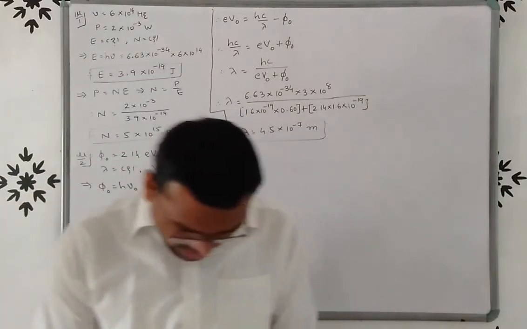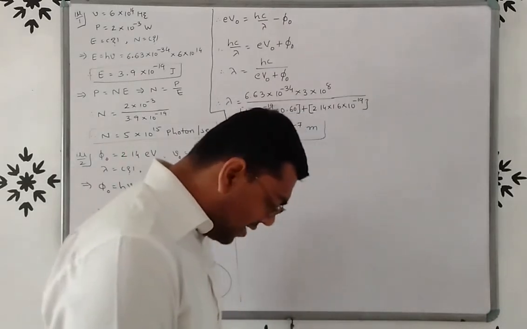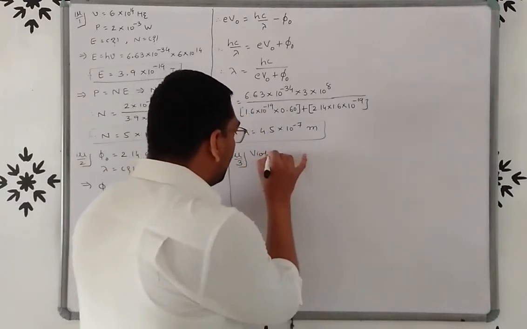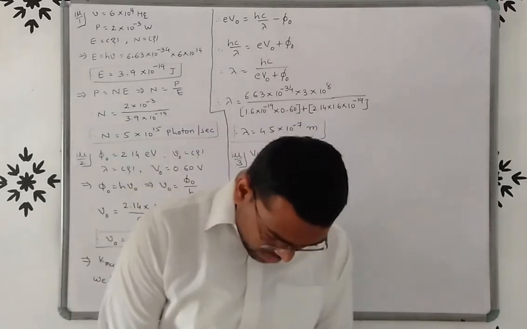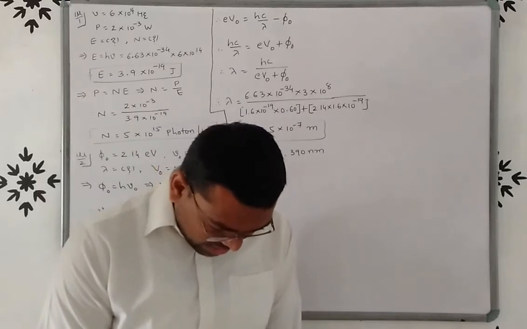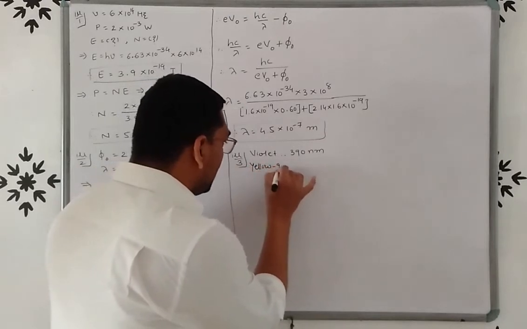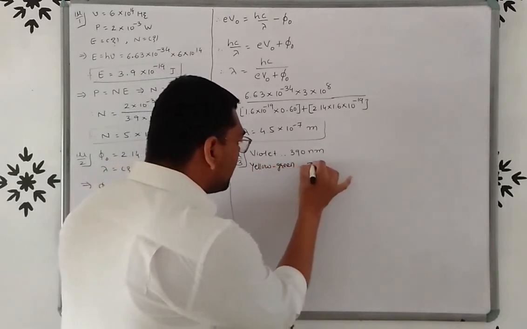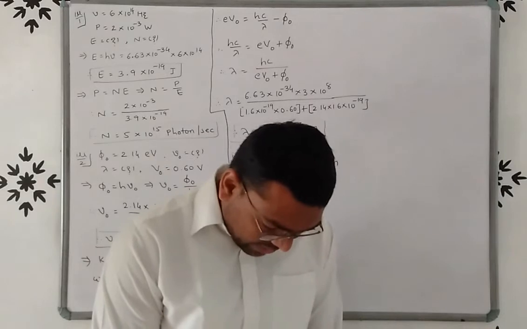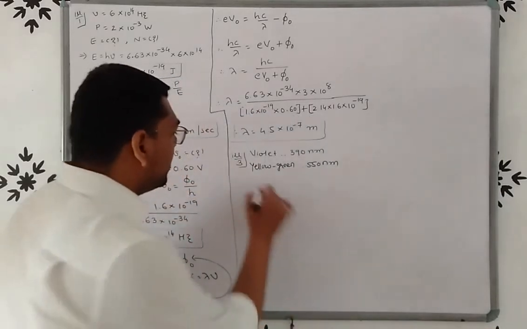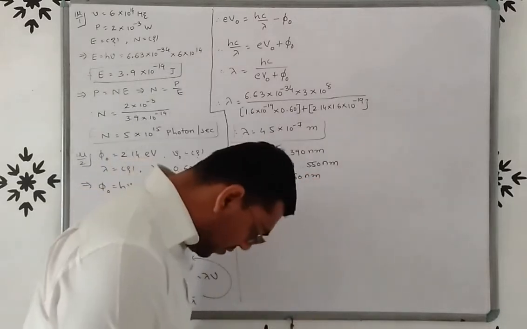The wavelength of light in the visible region is about 390 nanometer for violet color. So for violet, wavelength is given as 390 nanometer. 550 nanometer for yellow green color. So for yellow green, wavelength is given as 550 nanometer. And 760 for red color. So for red color, wavelength is 760 nanometer, right?